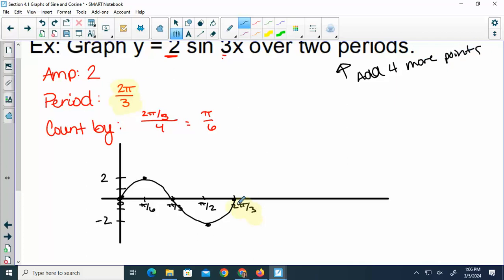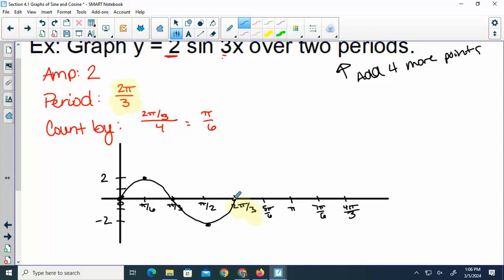Okay. Because this is my starting point, and then we need to go all the way around the circle after that. So 4 more, and we just keep adding our count by. So this was 4 pi over 6 plus pi over 6 is 5 pi over 6. Plus pi over 6 would be 6 pi over 6, pi. Sorry. Then 7 pi over 6, and 8 pi over 6, which is 4 pi over 3. And we just continue our pattern.